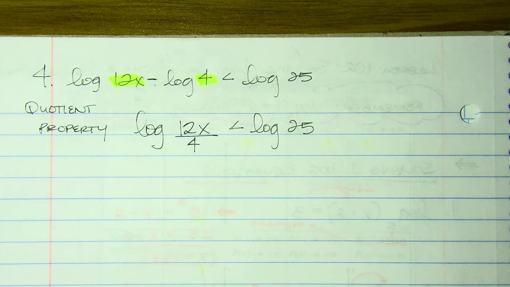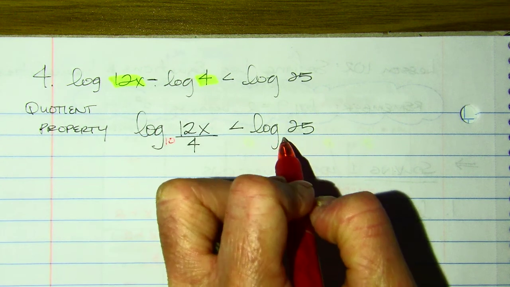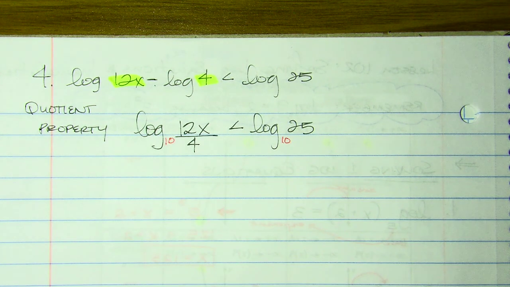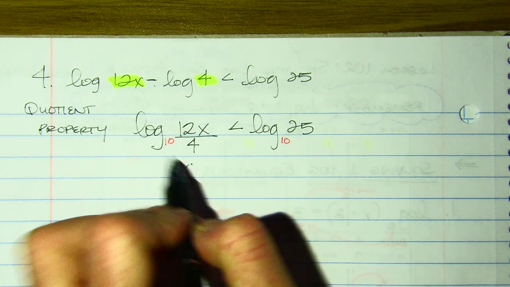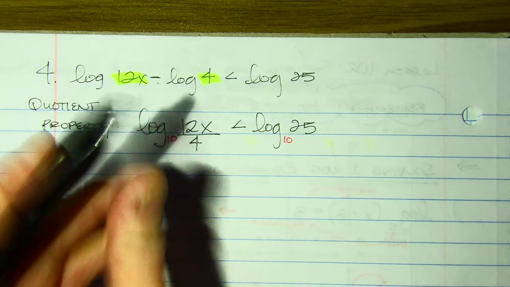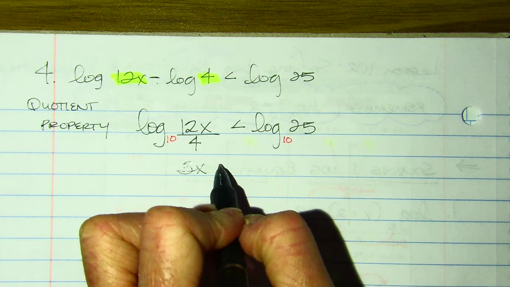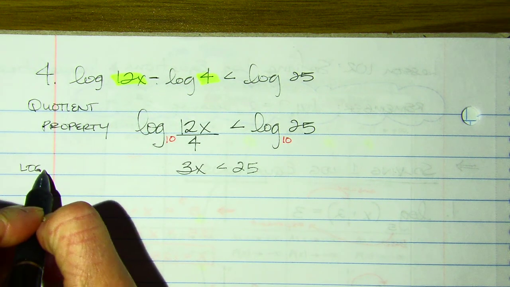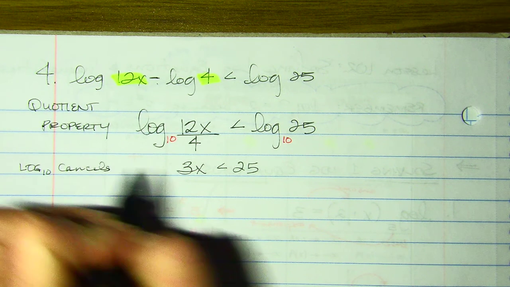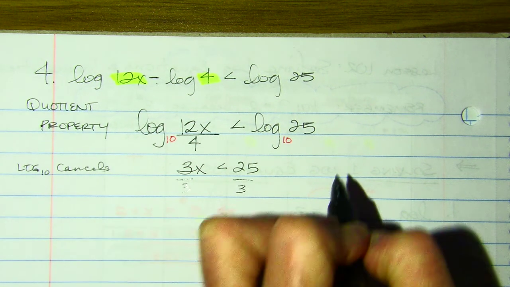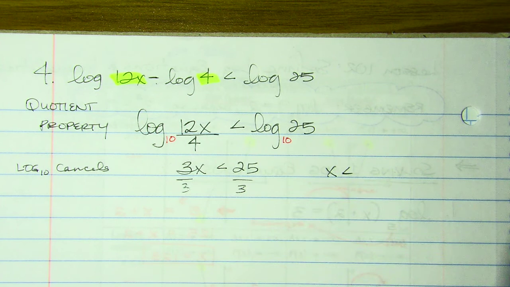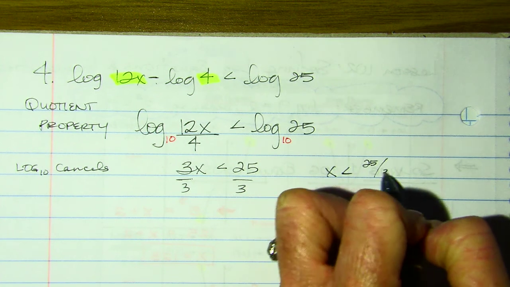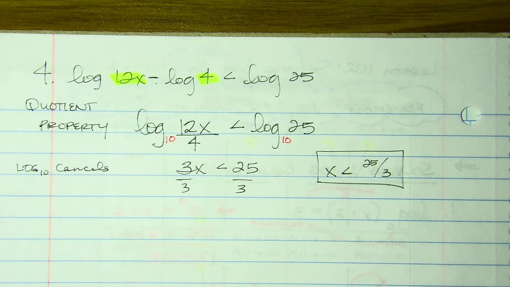Now what I've learned is that if both logarithms on each side of your equal sign or inequality have the same base, then the log base 10 cancels. And I'm left with 12x divided by 4, which would be 3x is less than 25. And then I would divide by 3. So all the values for x that are less than 25 over 3 are a solution.